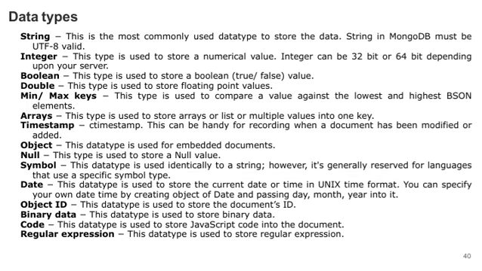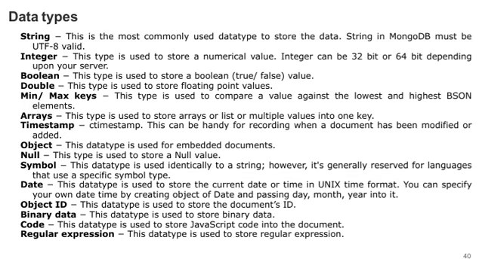Arrays allow you to store multiple values or lists within a single key, making your data more flexible. Timestamp is useful for recording when a document has been added or modified, helping with audit trails or synchronization. Object type supports embedded documents, enabling nested data structures that reflect real-world relationships. Null is straightforward. It stores a null value, indicating the absence of data. Symbol is similar to a string, but is typically reserved for languages that use specific symbol types, mainly for compatibility.